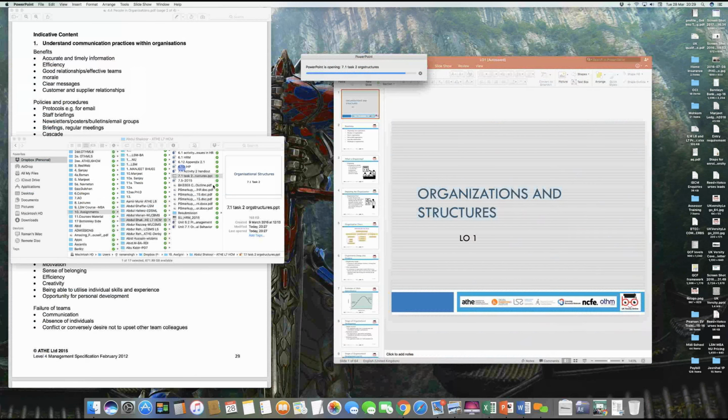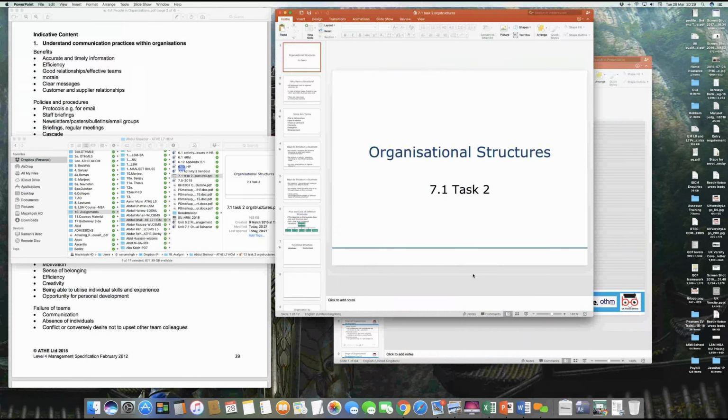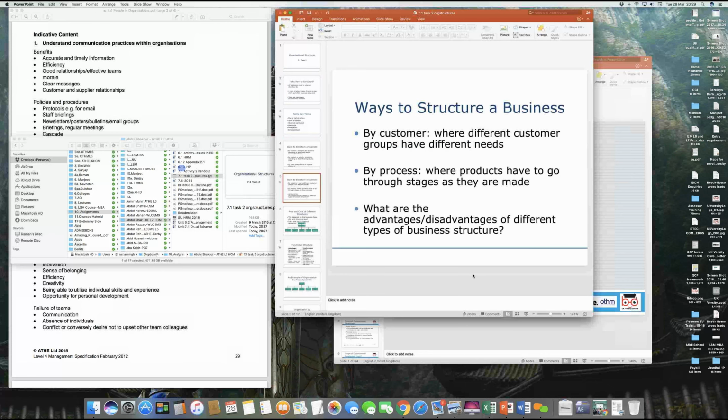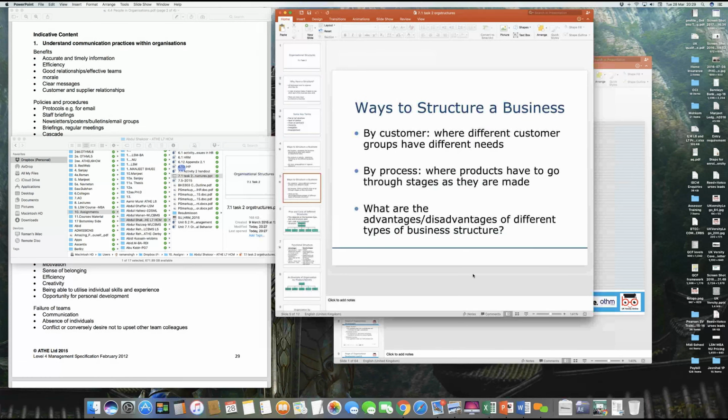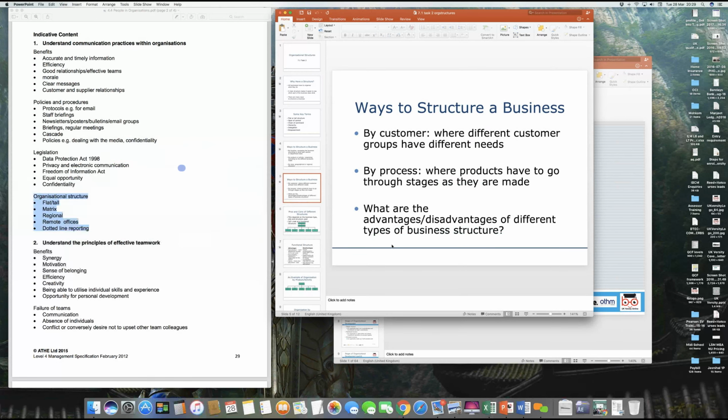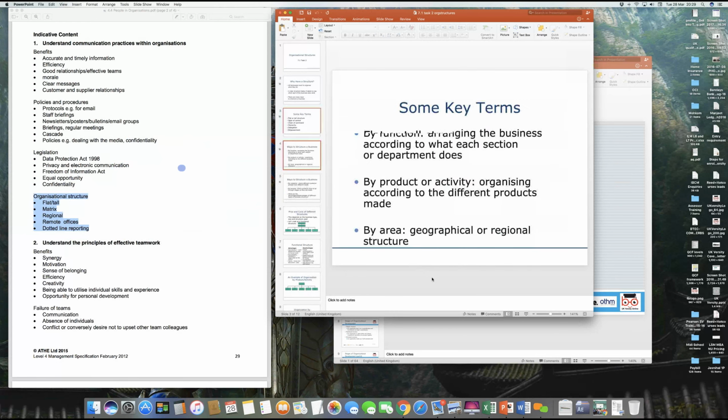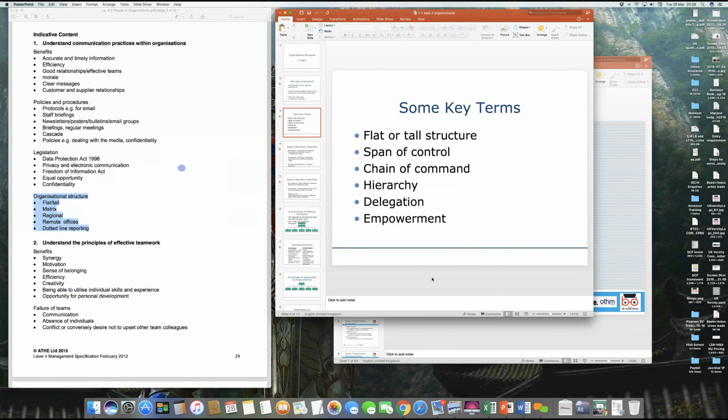So the version of the presentation which I'm going to send to you would be to understand this. The main idea that we want to look at is primarily how organizations are structured and how people within the organization follow that structure. So here we are looking at some key structures, which are defined because of the span of control, chain of command, hierarchy, delegation, and empowerment.